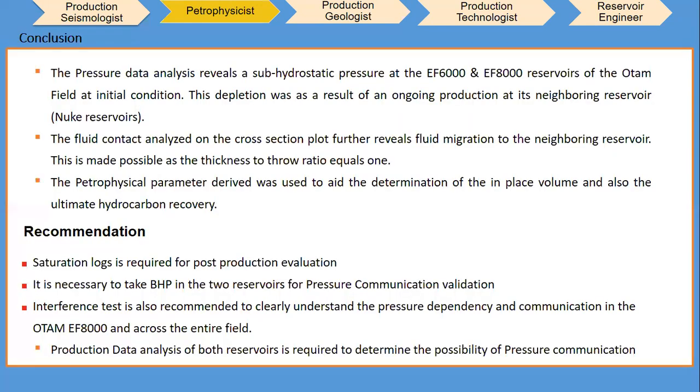Autumn reservoir. In conclusion, the pressure data analysis reveals an under pressure owing to the fact that there has been a production in the Nuke section and also the faults separating that, those are the two indications we have to interpret this. And the fluid contact analysis upon distribution in cross-section plot also reveals that there is a possible fluid migration. And the thickness to throw ratio is also telling us that it equals 1, identifying this possibility also.